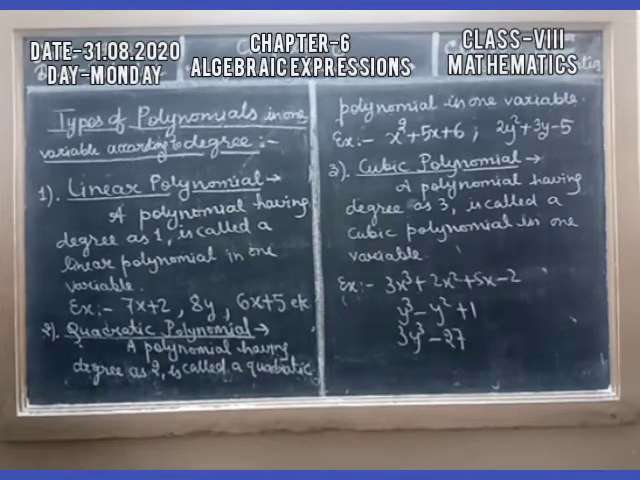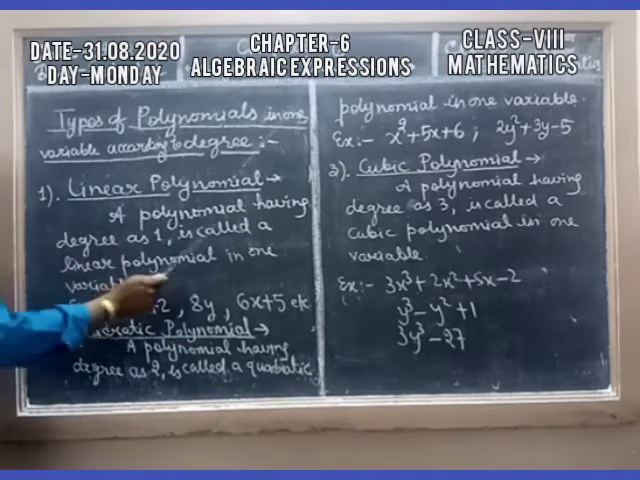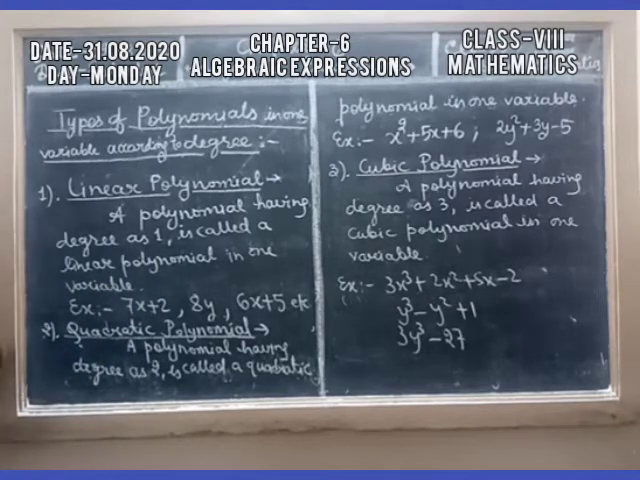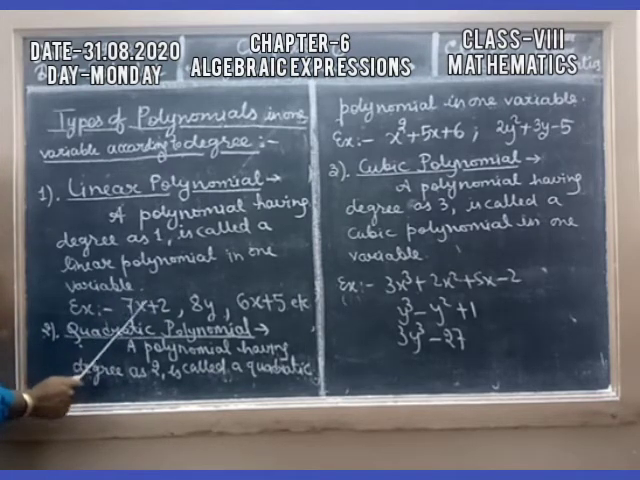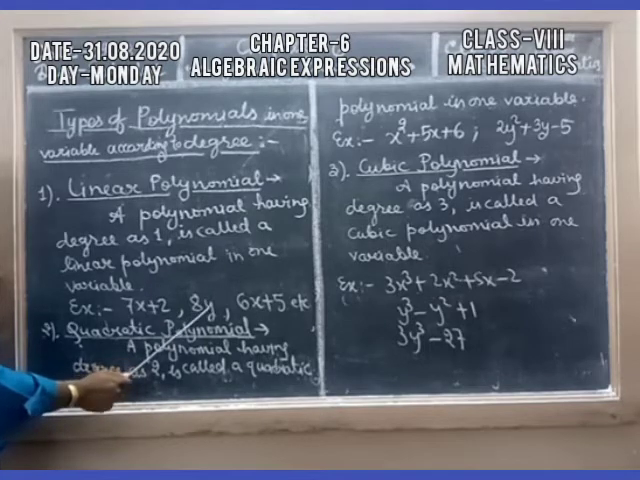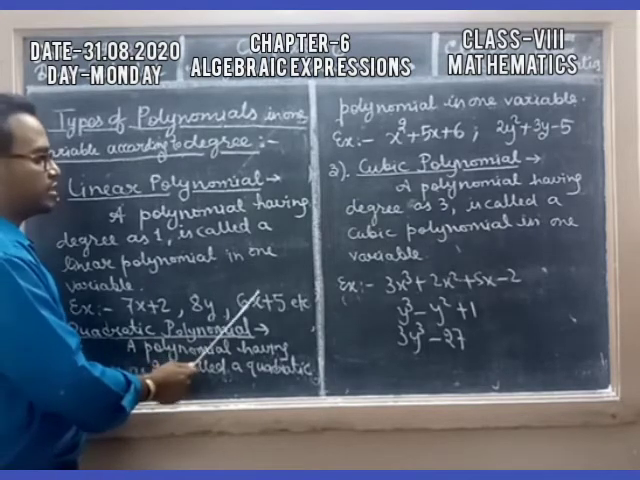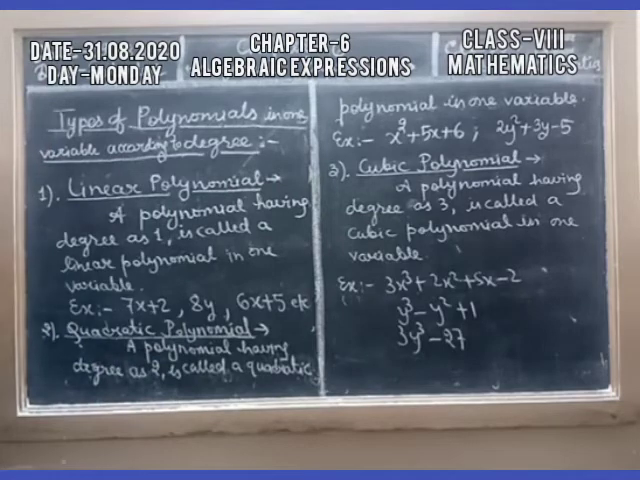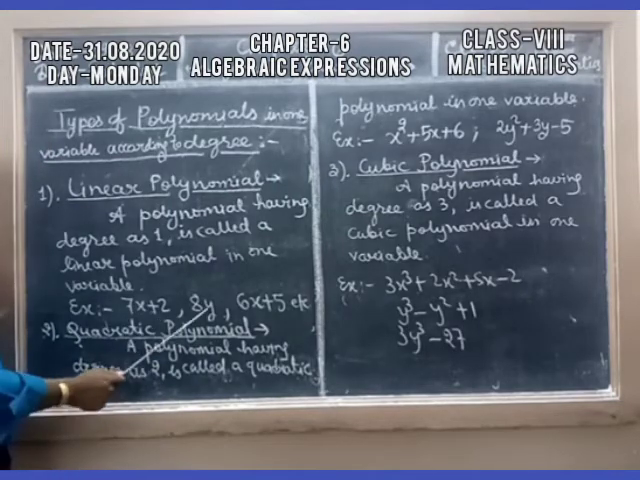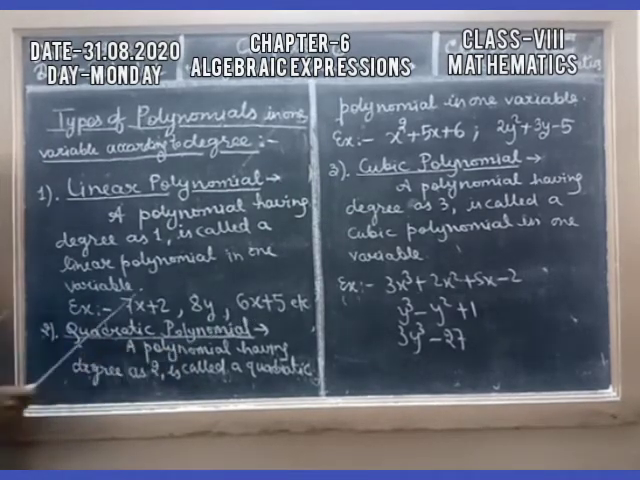Types of polynomials in one variable according to degree. Degree means highest power of the variable. First, linear polynomial. A polynomial having degree 1, it means power is 1, is called a linear polynomial in one variable. Example 7x plus 2. Here power of x is 1, that is degree is 1. 8y. Power of y is 1. Degree 1. 6x plus 5. Power of x is 1. It means degree 1. So only one variable: variable x, variable y, again variable x.